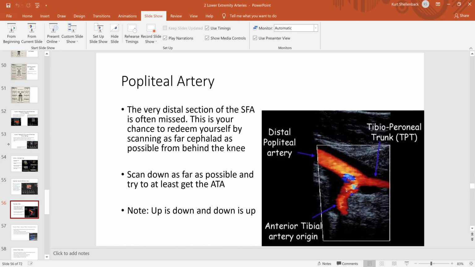But wait, Kurt. I'm sorry. Wait, Mr. S, my awesome teacher. Why is it, if you say it's going anteriorly, why is it going down on the screen? Because your transducer is upside down. Remember that.